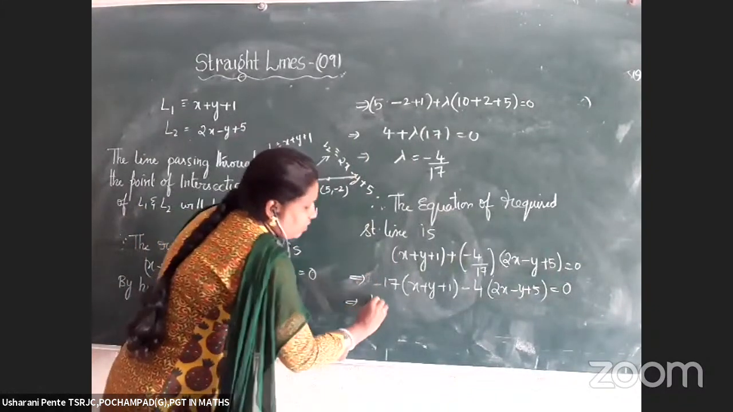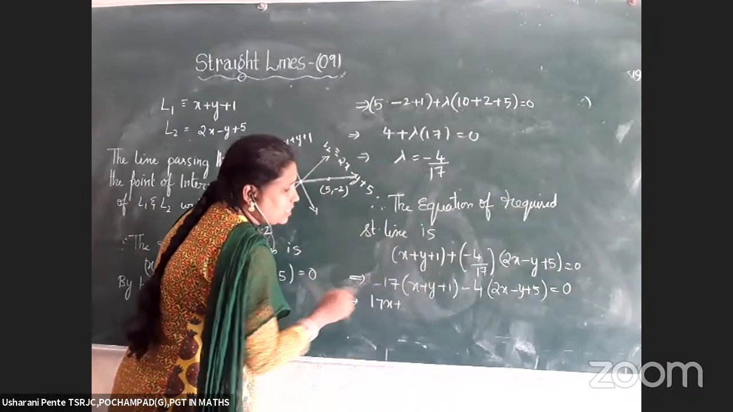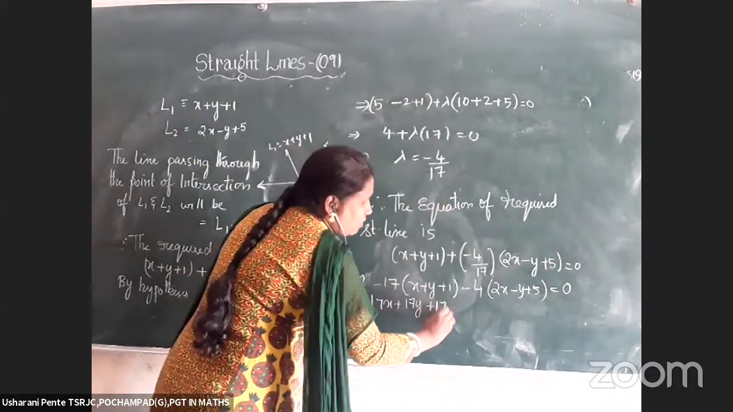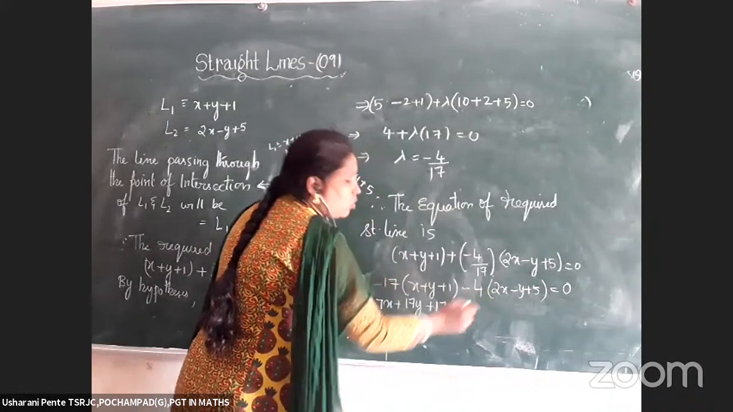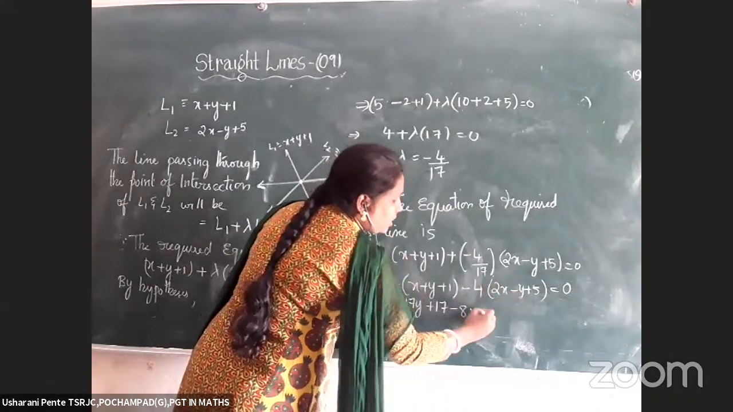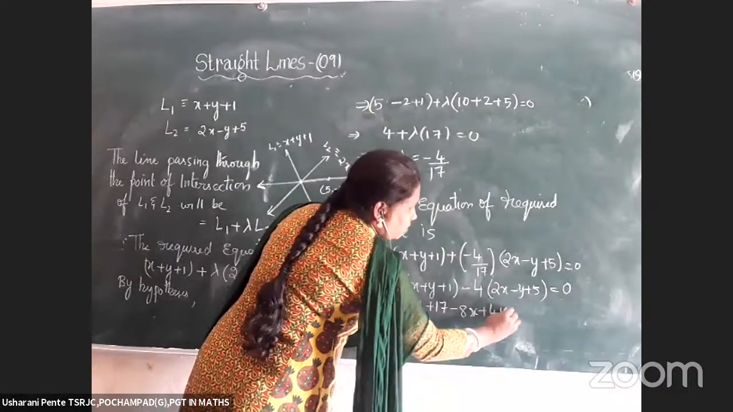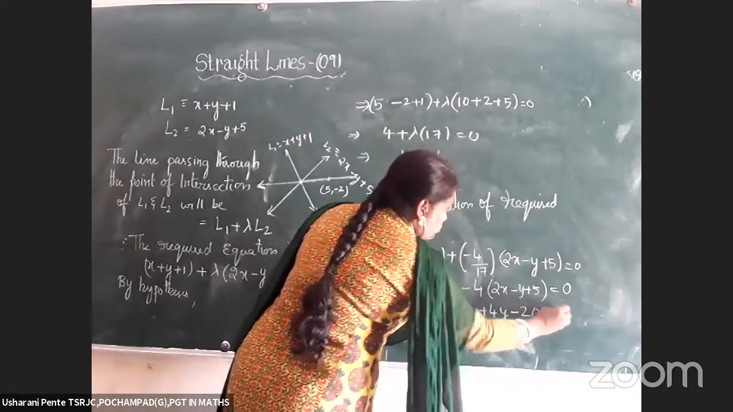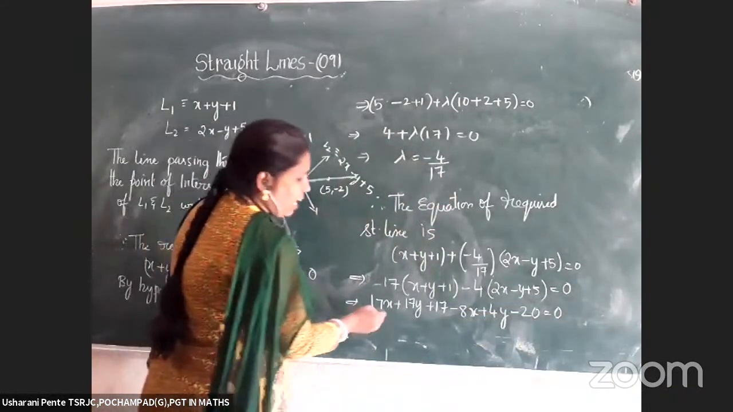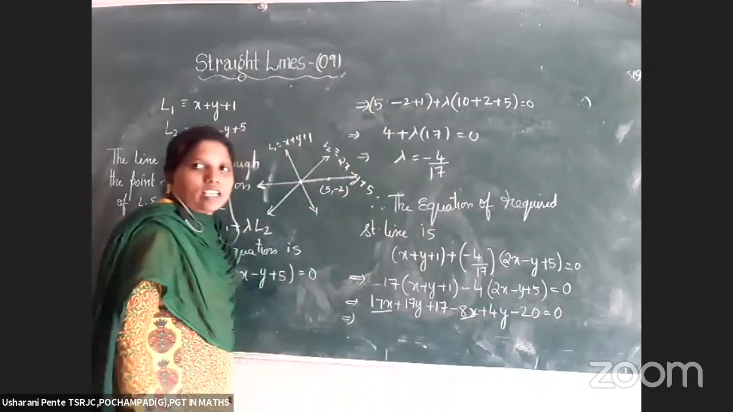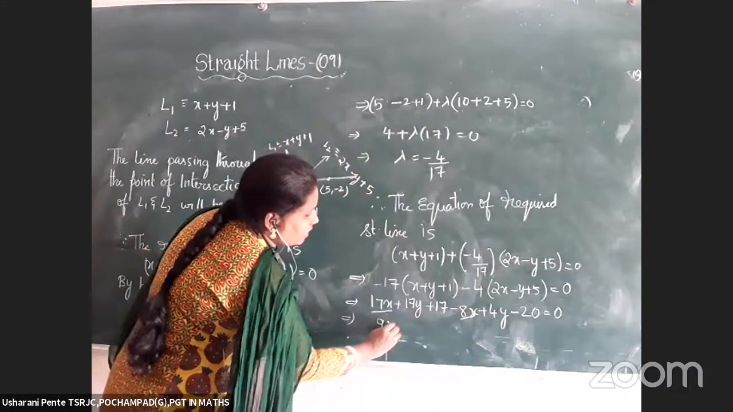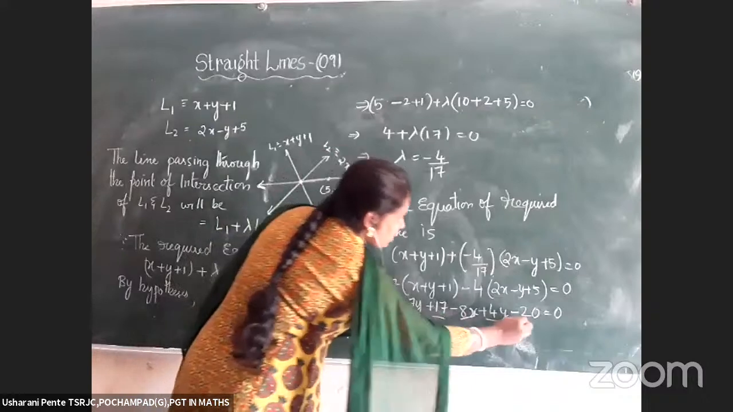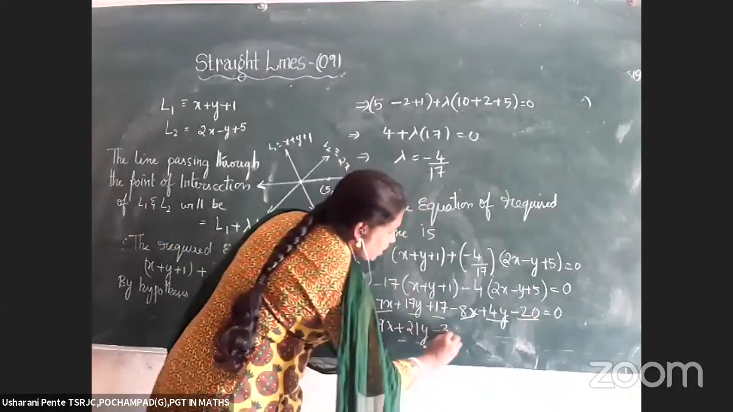Then what will we get? 17x. If 17 is multiplied inside, then 17 times x is 17x, 17 times y is 17y, plus 17. Plus of minus is minus, 4 times 2 is 8x. Minus of minus is plus 4y. Minus of plus is minus 20 is equal to 0. Here I have 17x minus 8x, which is 9x, 17y plus 4y is 21y, and 17 minus 20 is minus 3, is equal to 0.